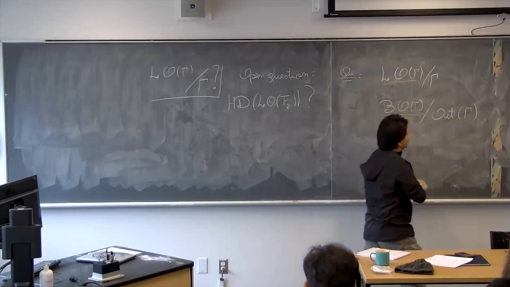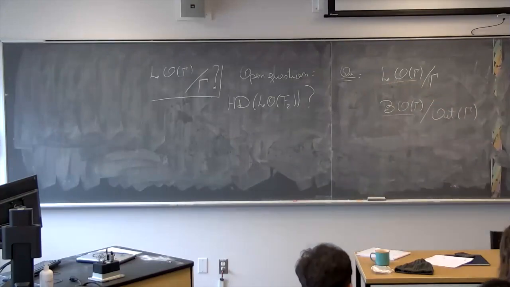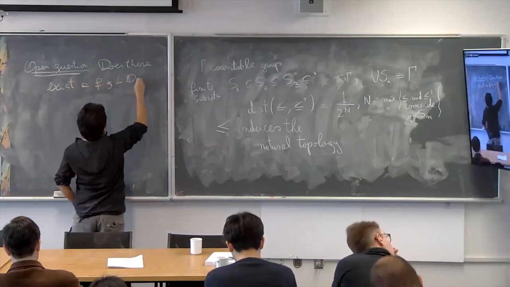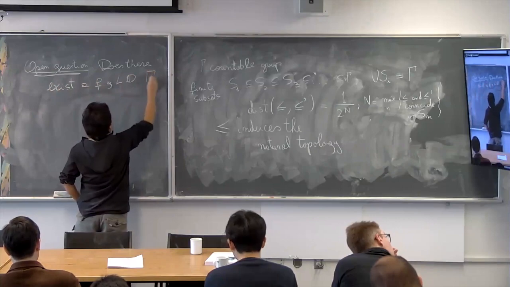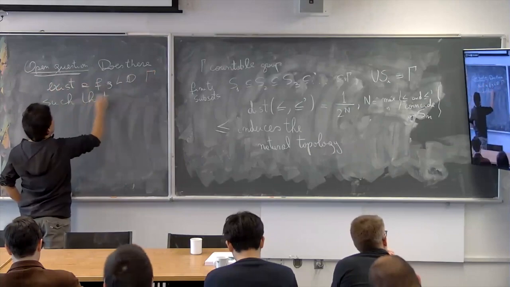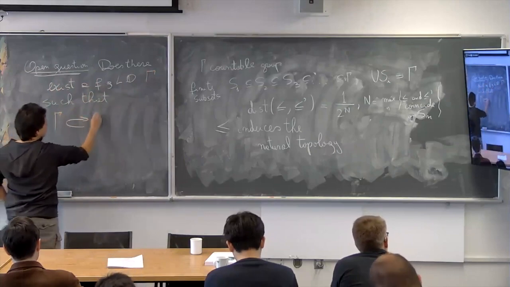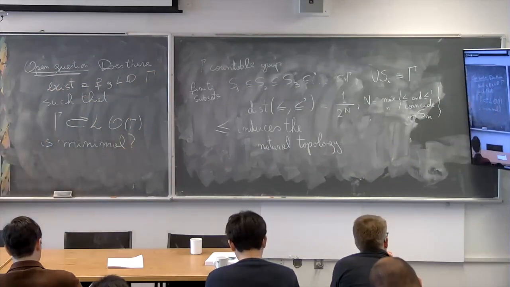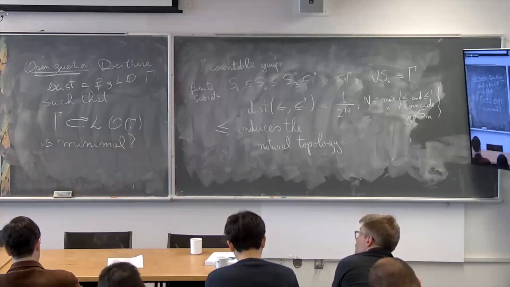So let me give a question. This is an open question. Does there exist a finitely generated left orderable group, gamma, such that the action of gamma on the space of left orders is minimal? It's a very nice question. Minimal means that every orbit for the action is dense.